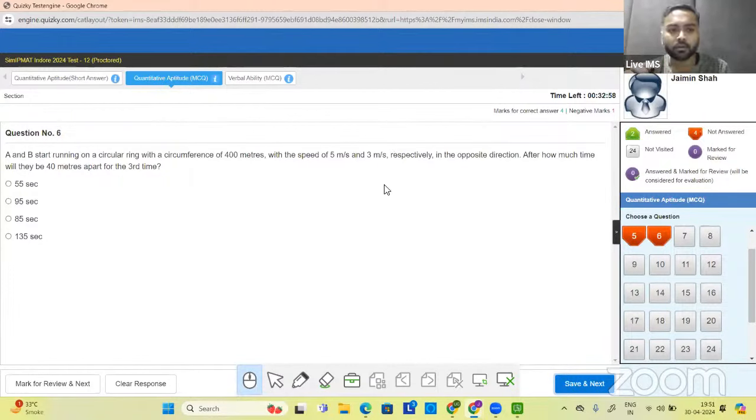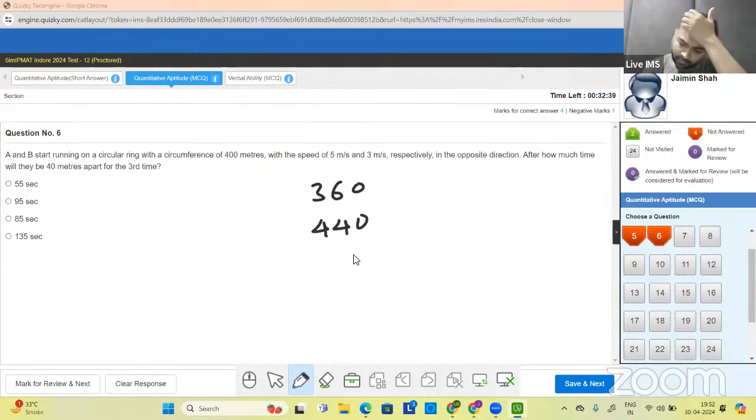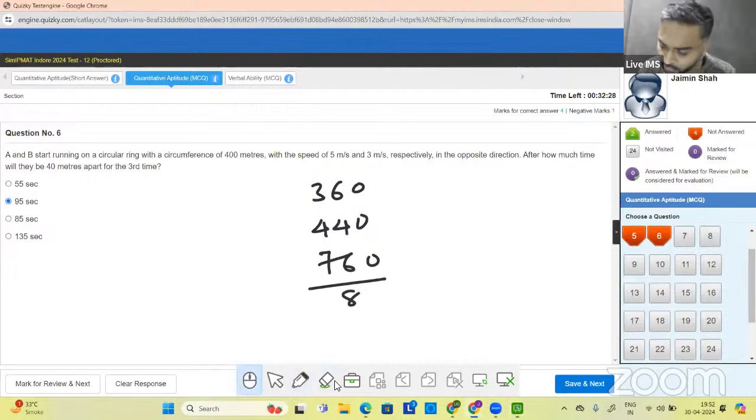First time they will be 40 meters apart when they travel 360, opposite direction, right? So they are traveling 360, then they travel 440, and then 800 minus 40, so at 760 they will be 40 meters apart. And opposite direction, so divide by 8. 760 divided by 8 is 95, so that should be my answer. Done.